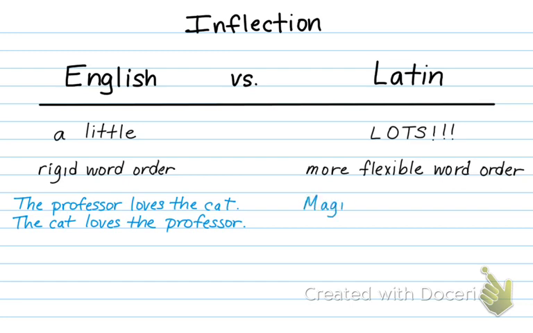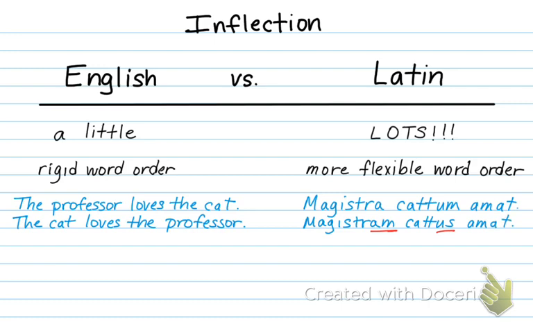In Latin, instead of moving the words around, you change word endings. So the professor loves the cat is magistra catum amat. The cat loves the professor is magistram catus amat. We didn't move the words around. Instead, we changed word endings on the nouns professor and cat. If I give you the sample sentence, amat catus magistram, you have to figure out who loves whom based on word ending, not on word order.